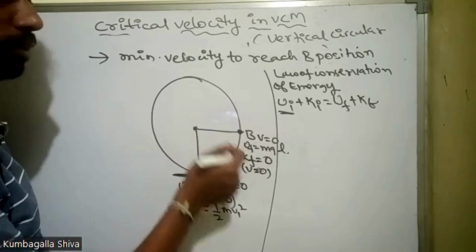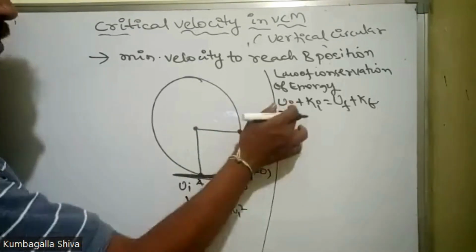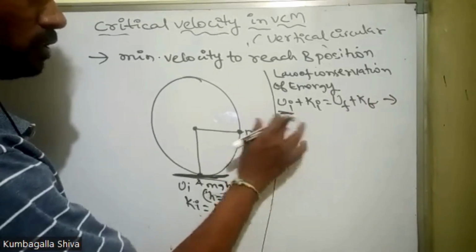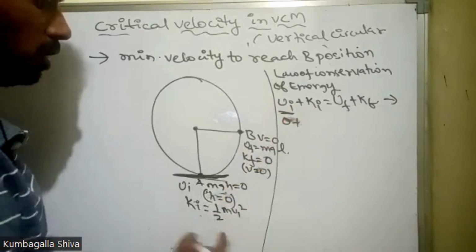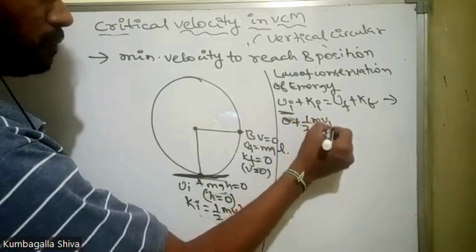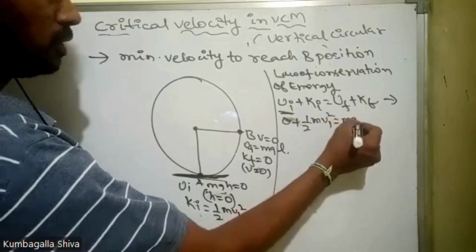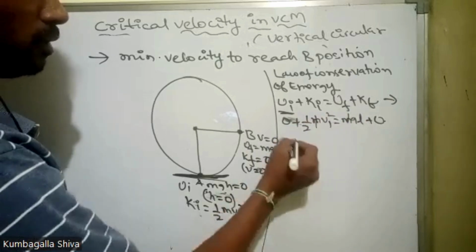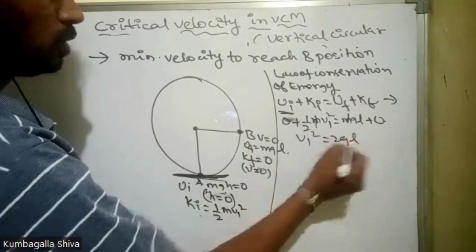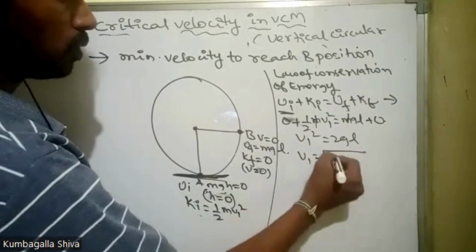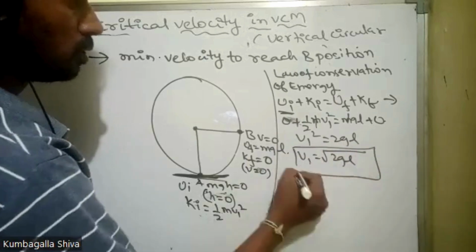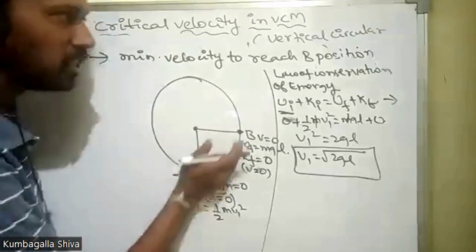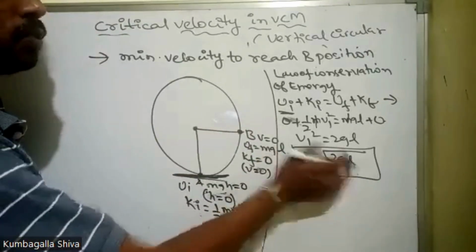Now if you use all these terms in this equation, what you get here is mgh is 0. So 0 plus K initial is half mv1 square. U final is mgL, and K final is 0. If you cancel, you are getting v1 square is equal to 2gL. So v1 is equal to root 2gL. So the minimum velocity to be given to at least reach B position is v1 equal to root 2gL.